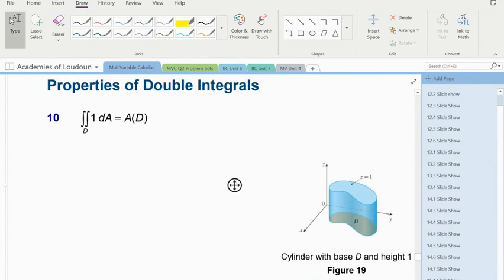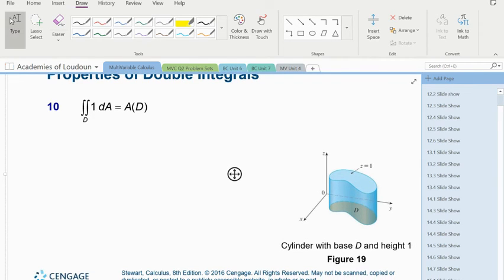The next property of integrals says that if we integrate the constant function f of x,y equal to 1 over a region D, then we're going to get the area of D. Figure 19 illustrates why this equation is true. A solid cylinder whose base is D and whose height is 1 has a volume of the area of D times 1, which is equal to the area of D. But we know that we can also write its volume as the double integral over the region D of 1 dA.